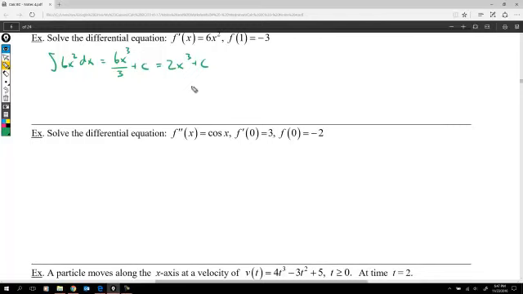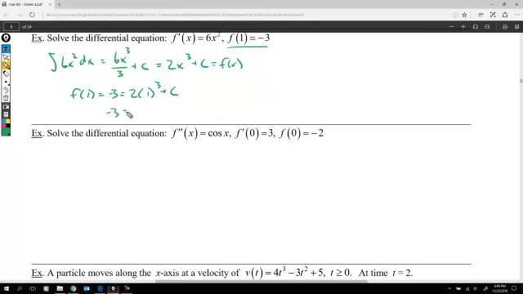All right, now they gave me an initial condition. This initial condition means that I kind of know where I started. Now keep in mind what I just found here is equivalent to f of x. They told me f of 1 is negative 3, which means that I should be able to plug 1 into here, and it should equal negative 3. And look, I have an equation with just c in it, so I can solve for c.